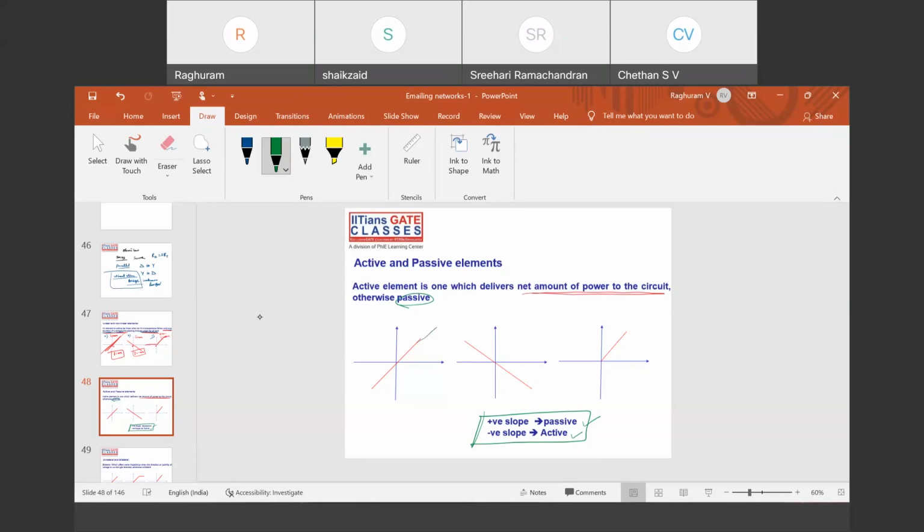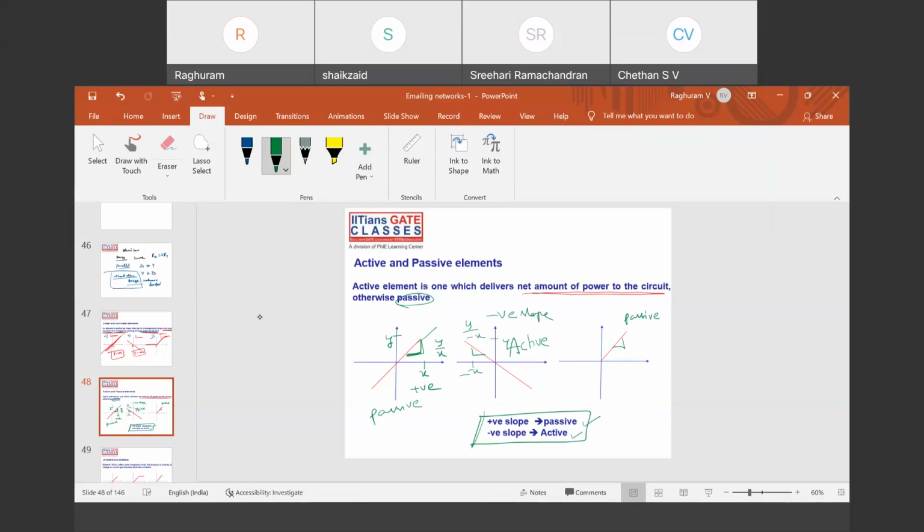See for this, is the slope positive or negative? Slope is positive, right? This is some x, this is some y. Y by x is slope, positive slope. This is a passive element. For this, this is minus x, this is y. Y by minus x, negative slope. Negative slope, active element. This is again positive slope, passive element, right?